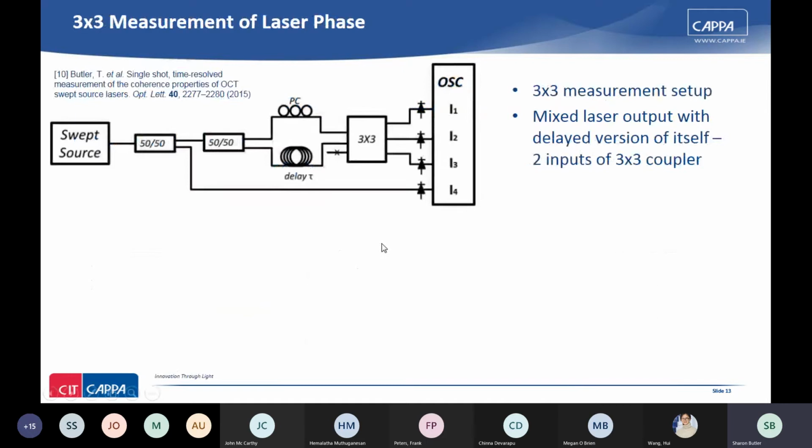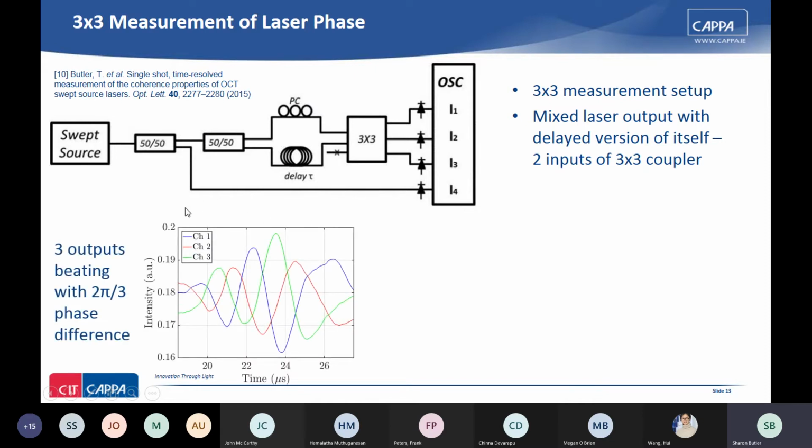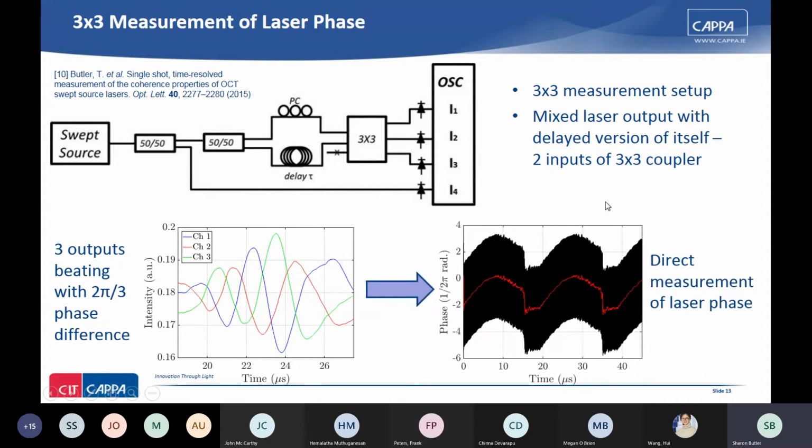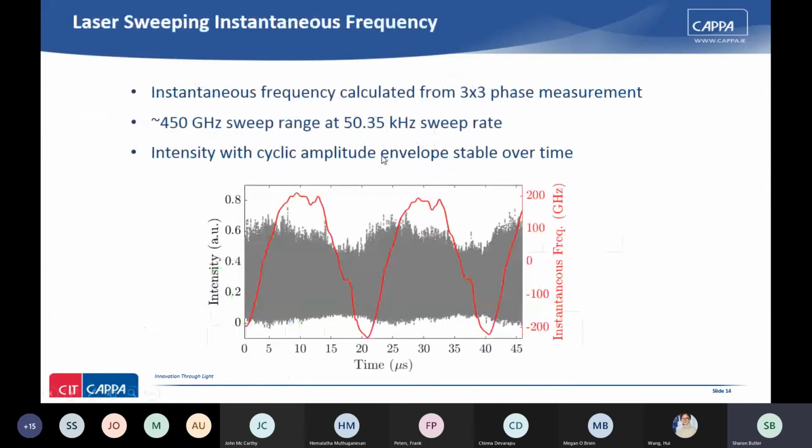And we can directly measure the laser phase with a 3x3 measurement. This is a type of delayed self-heterodyne technique where we mix the laser output with a delayed version of itself into 2 inputs of a 3x3 coupler. That produces a beating pattern at the 3 outputs. They have a 2π/3 phase difference, which is inherent to the coupler. The varying amplitudes of them allow us to directly measure the laser phase, and that subsequently allows for the calculation of the sweeping instantaneous frequency from that measurement.